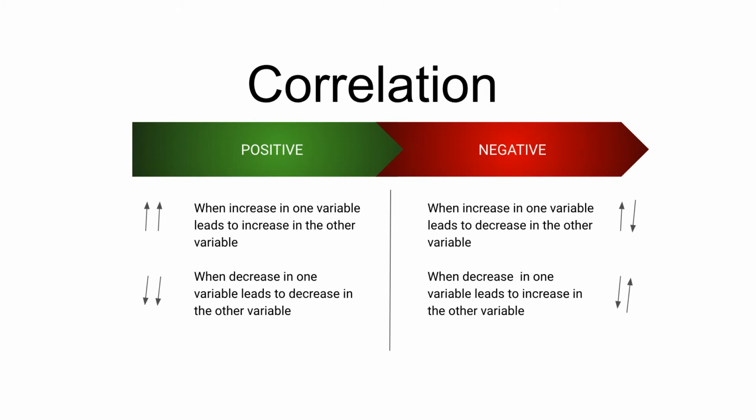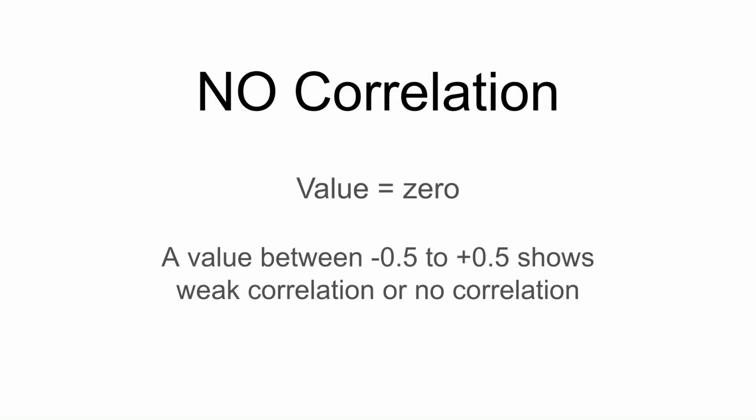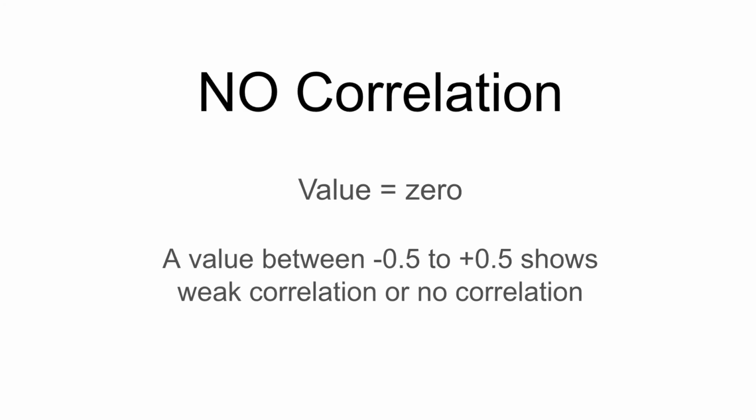A negative correlation between two variables x and y means that an increase in x will cause a corresponding decrease in y, or a decrease in x will cause a corresponding increase in y. If there is no correlation between x and y, then they are said to have a correlation value of 0.